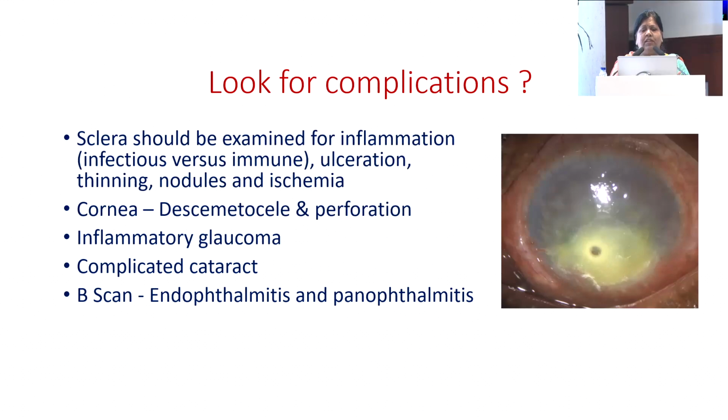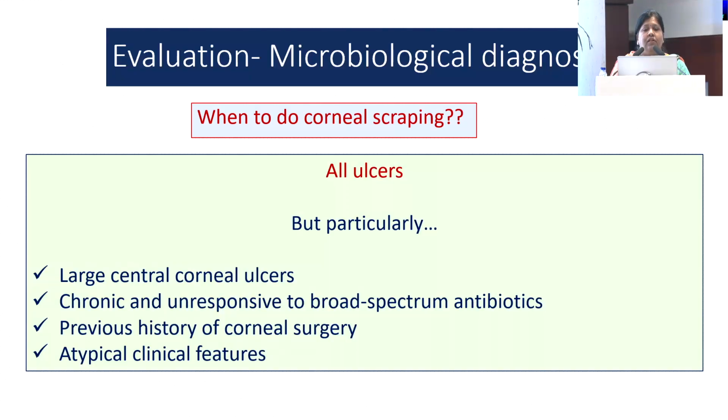The sclera should be examined very carefully for inflammation, for ulceration, thinning, nodules, basically scleral involvement. Cornea, one must look for descemetocele or a perforation. Any inflammatory glaucoma, and that will also retard healing. Complicated cataract. And on B-scan, it is very, very important to rule out endophthalmitis in every case of a large ulcer.